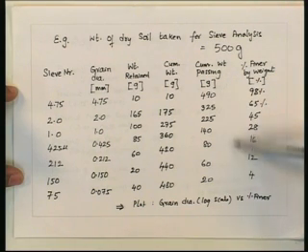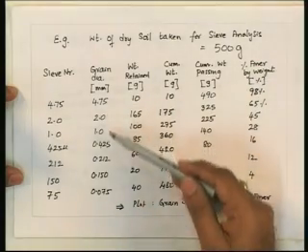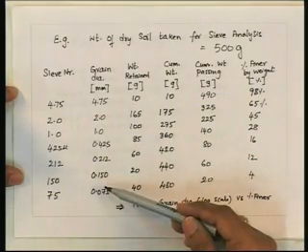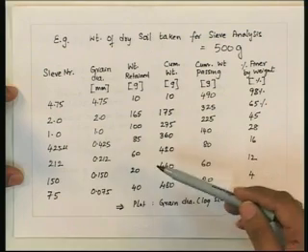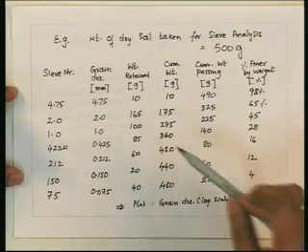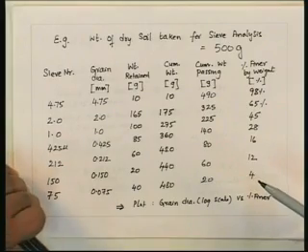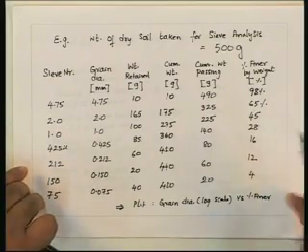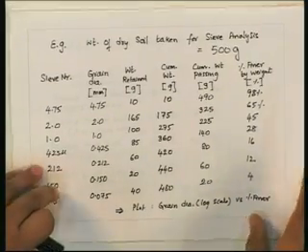Once we plot percentage finer by weight on the y axis on an arithmetic scale and the particle diameter on the x axis on a logarithmic scale, we will get a typical grain size distribution curve.